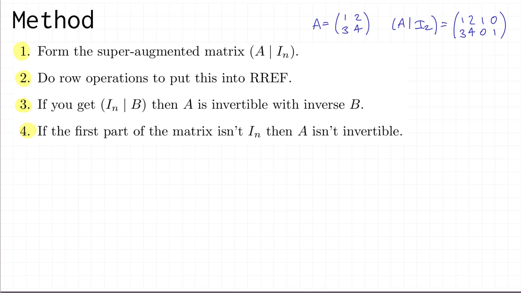Finally, if the first part of the matrix is not the identity, then A is not invertible, again because the first part of the matrix will be the row-reduced echelon form of A, and if that's not the identity, then we know A is not invertible.